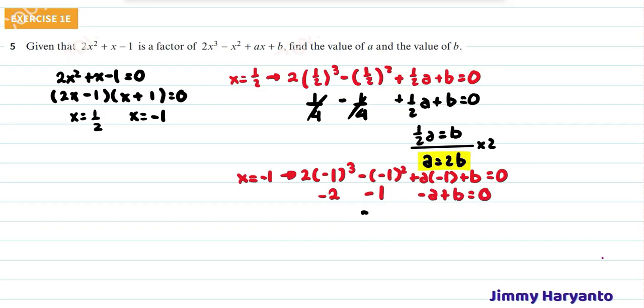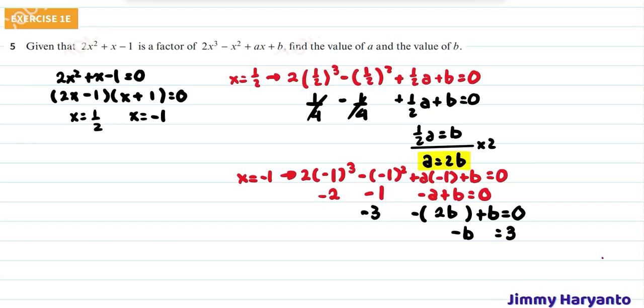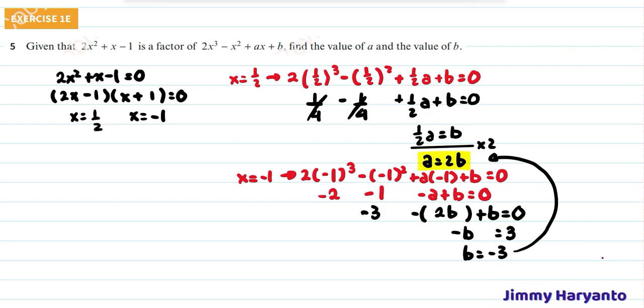Because we already have the a, we can replace this a with the previous answer, which is 2b. And then plus b equals 0. Move the -3 to the right hand side, you will have 3, and this one is -b. So b equals -3, and then you input it right there, you will have a equals -6. So a equals -6 and b equals -3.